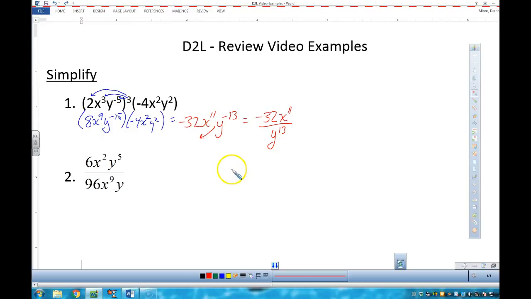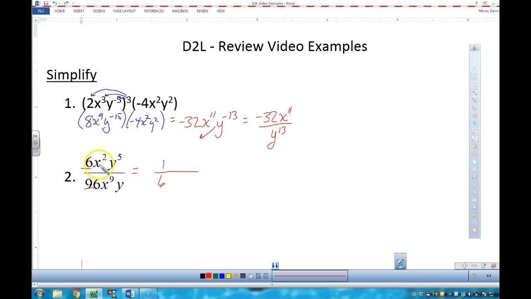Alright, for number 2, I have a division. And we remember that when we divide common bases, we subtract exponents. So I'm going to have some stuff on the top and some stuff on the bottom. Let's first look at our numbers. We have 6 and 96. If you put that in fraction form in your calculator, 6 over 96, and hit enter, you will see the reduced version. The reduced version is 1 over 6. So 6 over 96 reduces to 1 over 6.